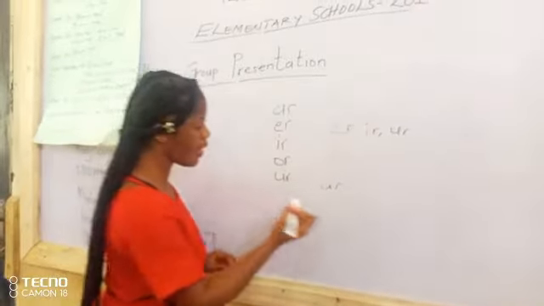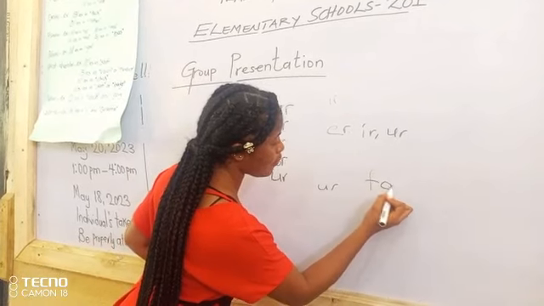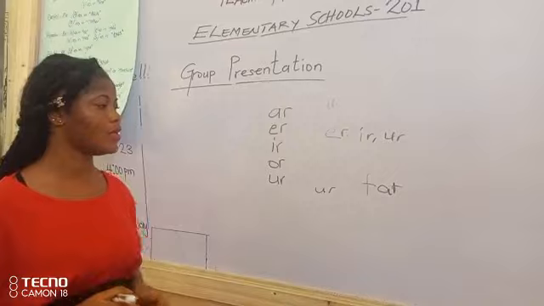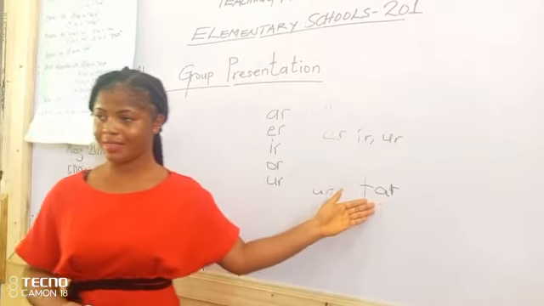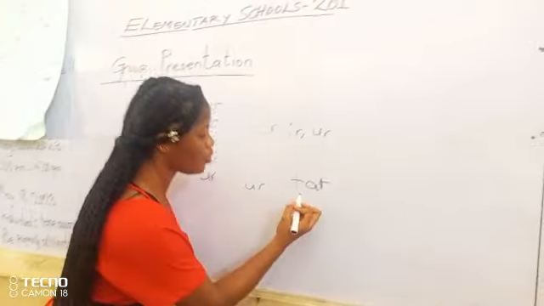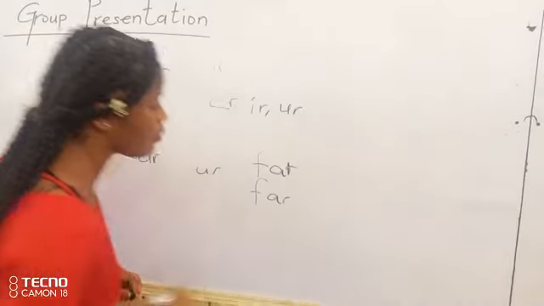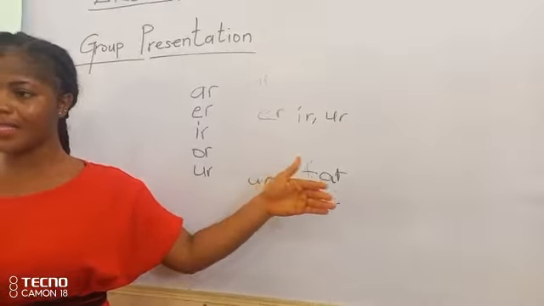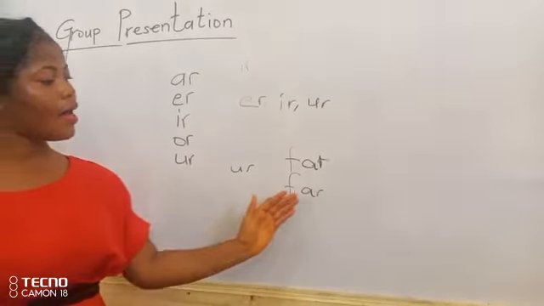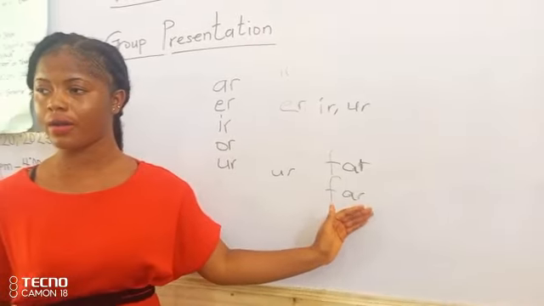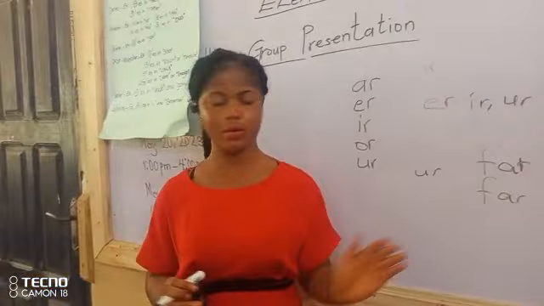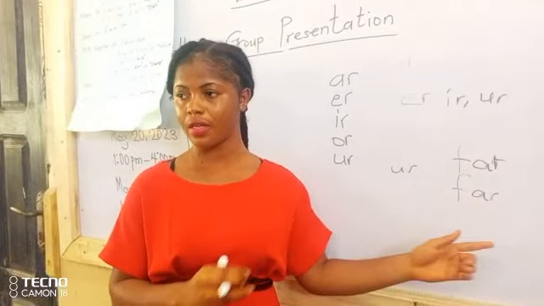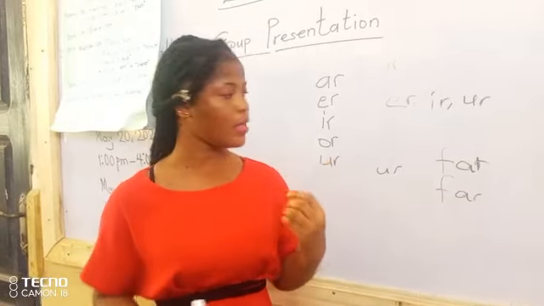For example, we have F, A, T. F, A, T is saying fat. But when you say F, A, R, now you are hearing the short sound in this word, fat. But if you add the R there, you are hearing far. It changes the sound of the word. Far. So it is controlling this vowel. It is bossing this vowel. We call it the bossy R.